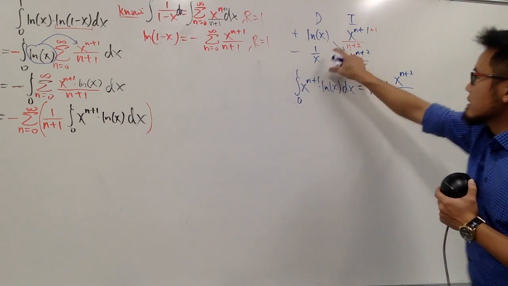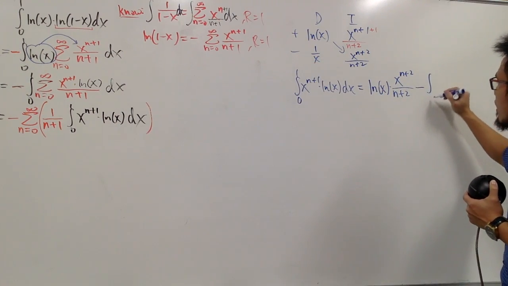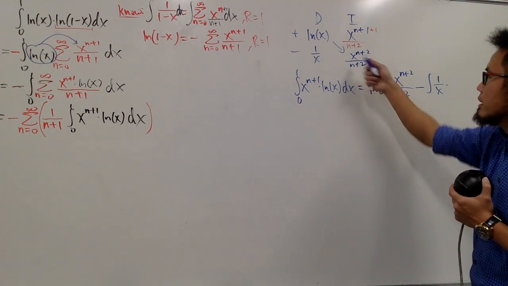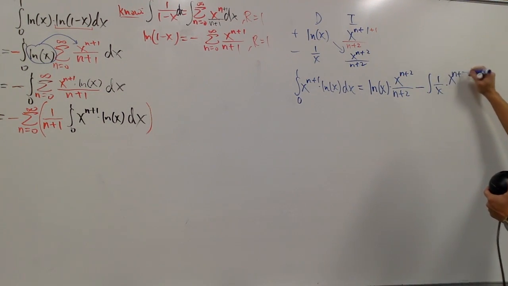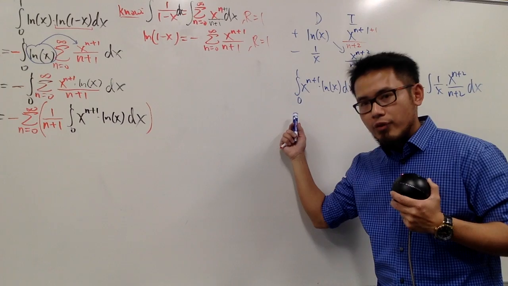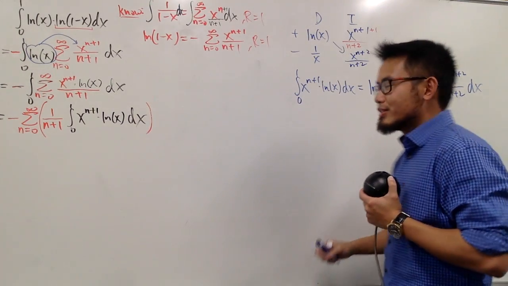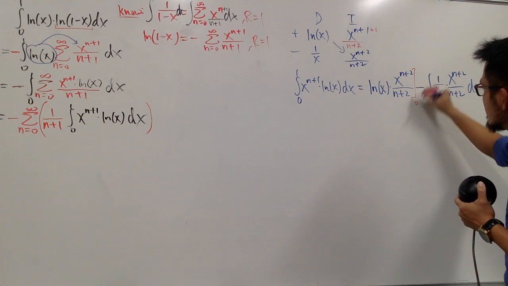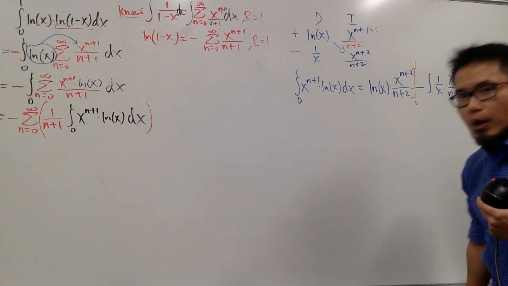And this is the minus of that, so it's minus the integral of 1 over x times this guy, which is x to the n plus 2 over n plus 2 dx. And remember, this integral is originally going from 0 to 1. So this is the first part of the answer. We have to attach the 0 to 1. We have to plug in these values now.